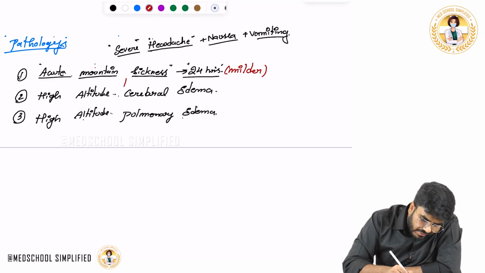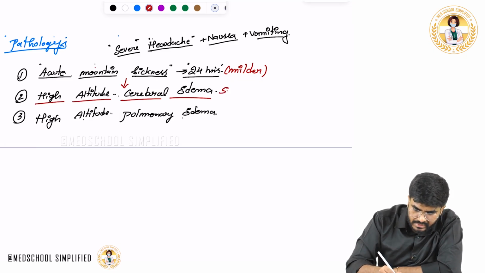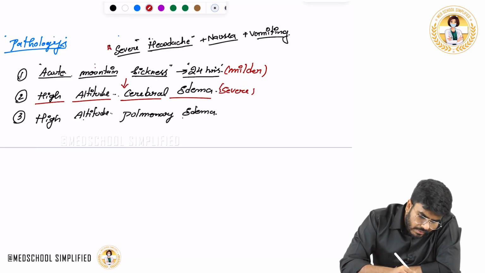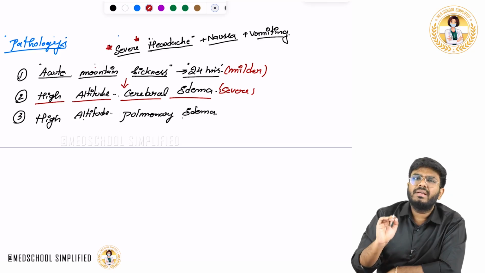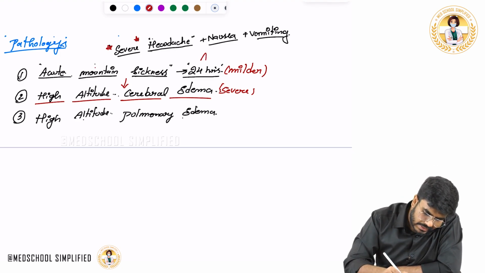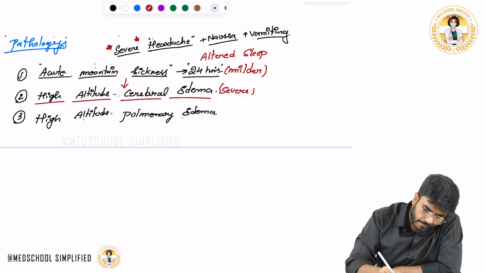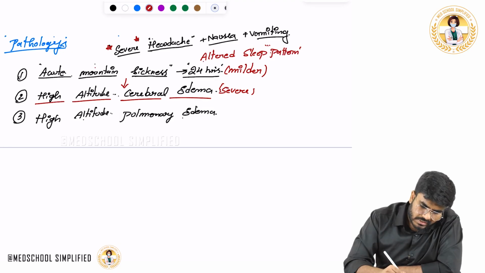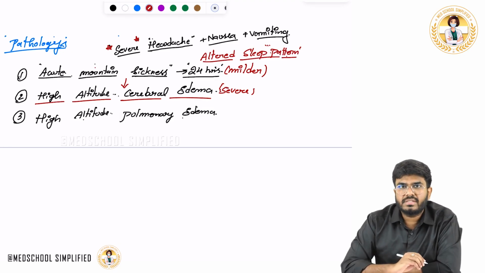The more severe variant is high altitude cerebral edema. It's going to be severe. Initially, the edema is going to be little, so you're going to have little headache, nausea, and you are not going to get sleep. Altered sleep patterns. So these are the symptoms which are going to be seen in acute mountain sickness.